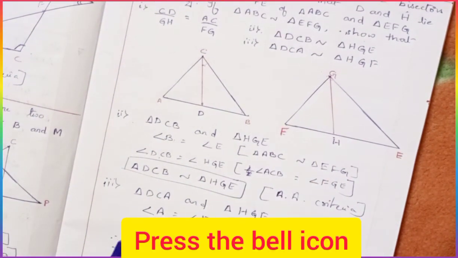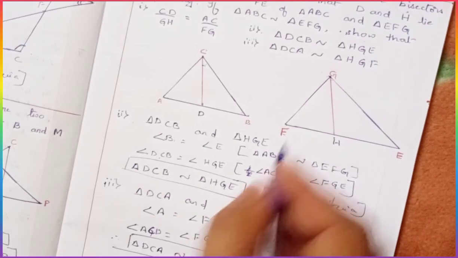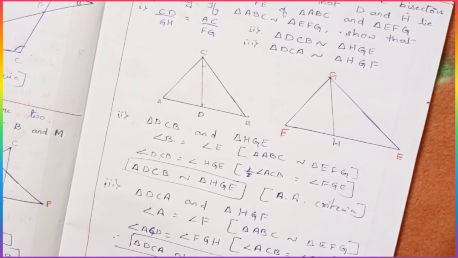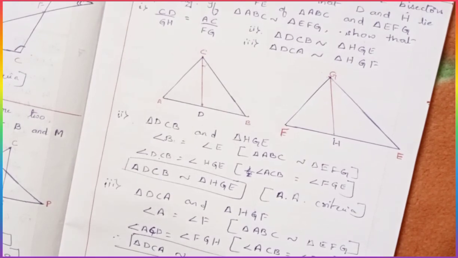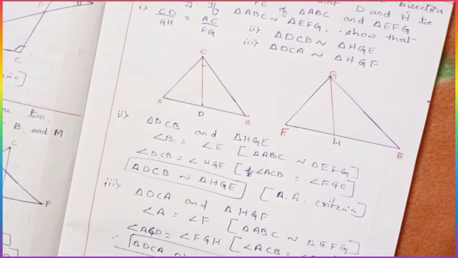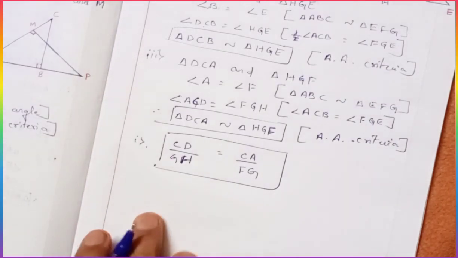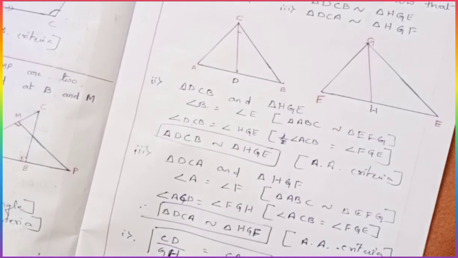So finally we are moving for the first one. The corresponding sides ratio, this is CD by GH is equal to CA or AC by FG. So this is the first portion that we need to prove. So one of the easiest problems. I hope that you people have understood this particular problem.